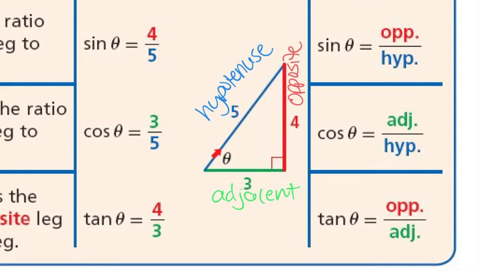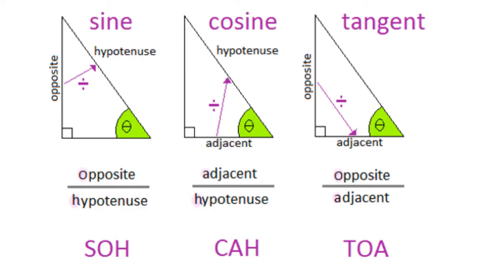So if this is our angle theta that we're referring to, the side opposite that angle is the opposite side. The side connected to that angle is the adjacent side, and then the hypotenuse is going to be your longest side of your triangle. I like this visual to show us how to calculate sine, cosine, and tangent.